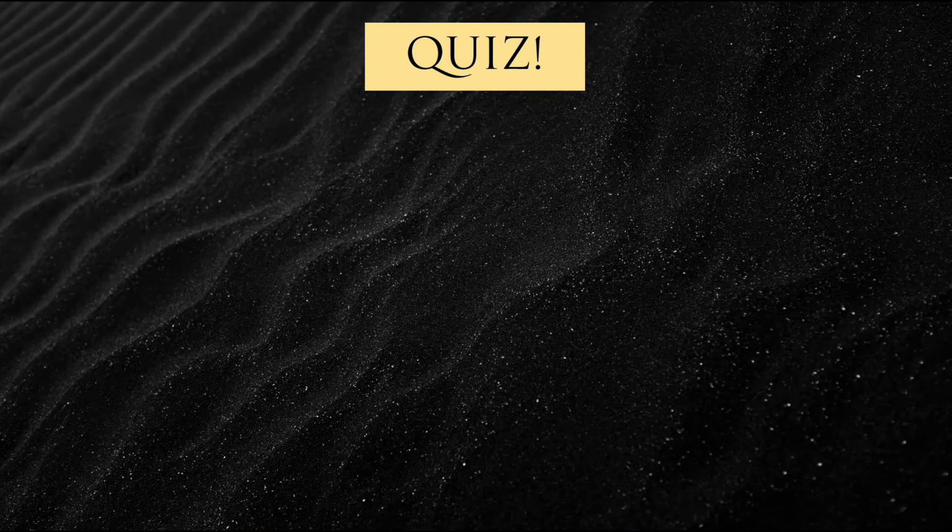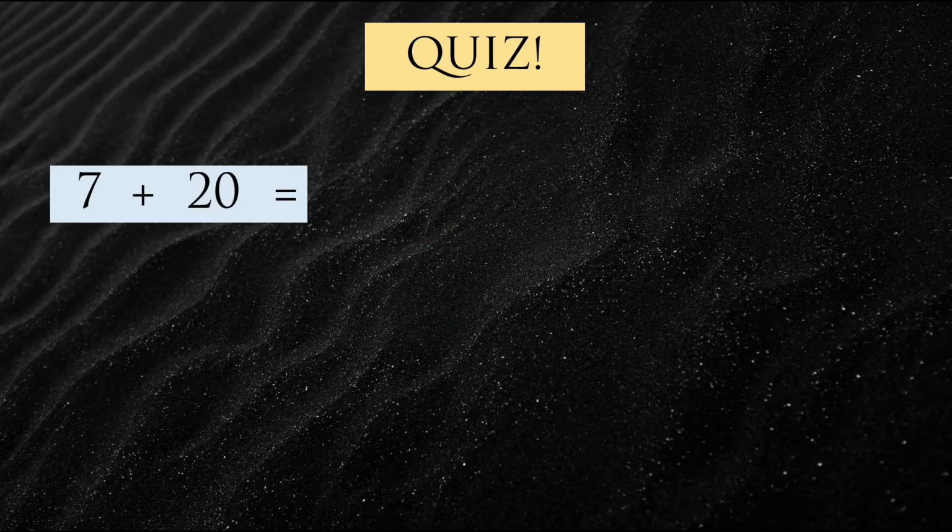Okay guys, let's evaluate our understanding with the topic. Let's have an exercise. Okay, so let's proceed with the quiz. Number 1, 7 plus 20, basic math. You're adding two integers with a positive sign. So the answer is 27. +27, or just write 27.